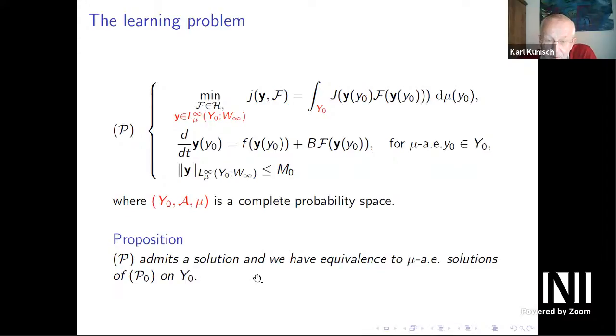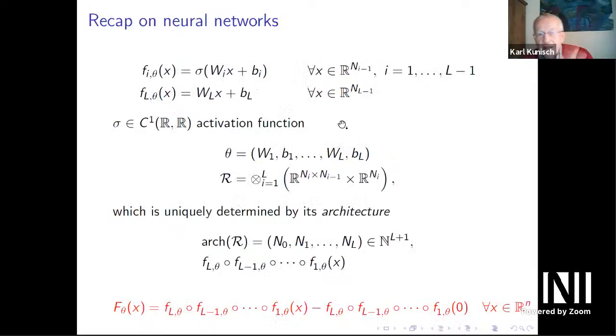Now, to solve it, we need to approximate F. And here, of course, is where neural networks come in as one possible choice. So a recap on neural networks. I'm not going to go through the details. You are much more expert than myself. Just to set the notation, W_i x plus b_i are the affine systems. Sigma is the activation function. We need it to be C1.